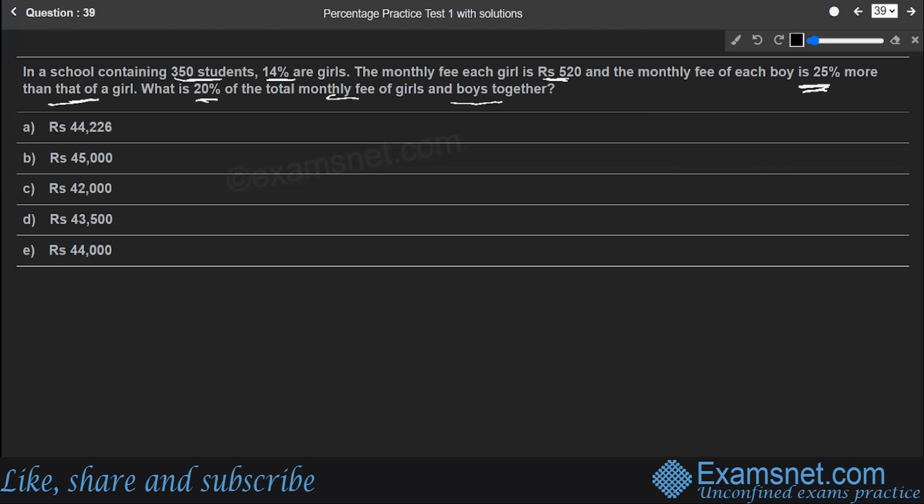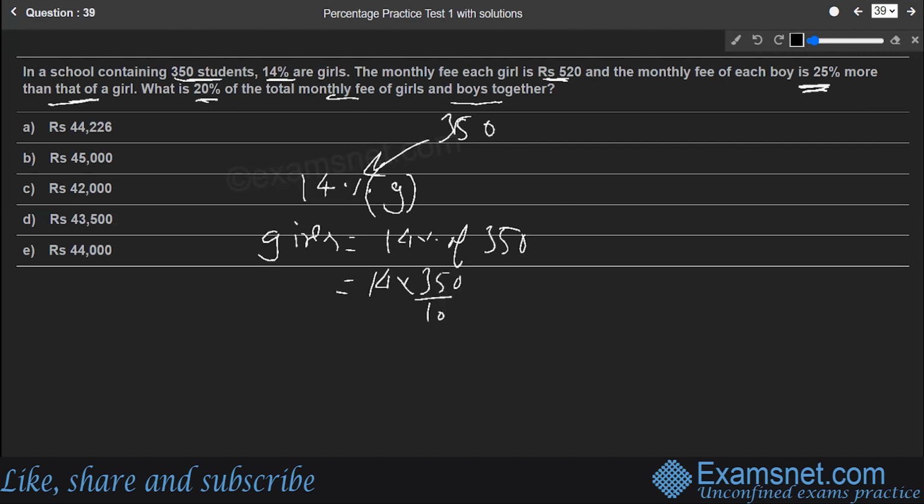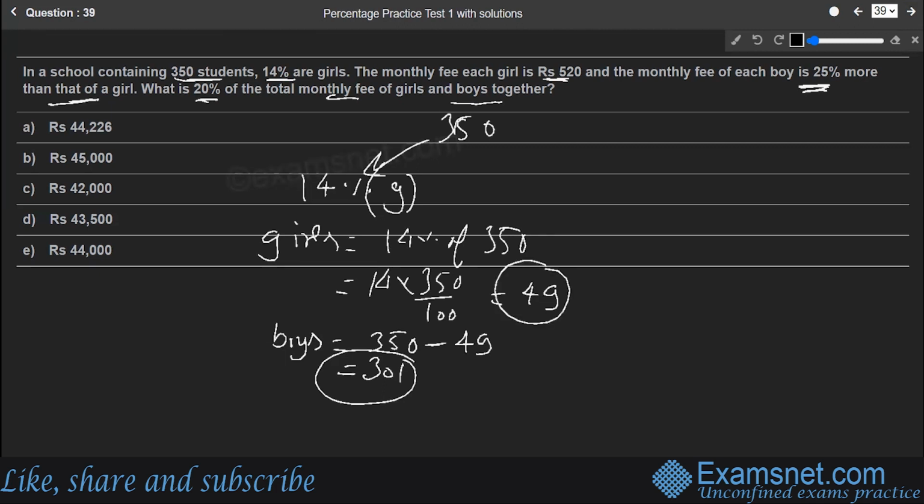The total number of students is already given, so we can easily follow the sequence. The total number of students is 350. Okay, in 350, 14% are girls. Let us find out. So the number of girls is going to be 14% of the total number, that is 350. If we solve this further, it comes out to be 14 into 350 by 100. This number comes out to be 49. So out of 350 total students, the number of girls is 49. So what will be the number of boys? Clearly, the number of boys will be the total number of students minus the number of girls, which comes out to be 301. So we have 301 boys and 49 girls in the batch of 350.